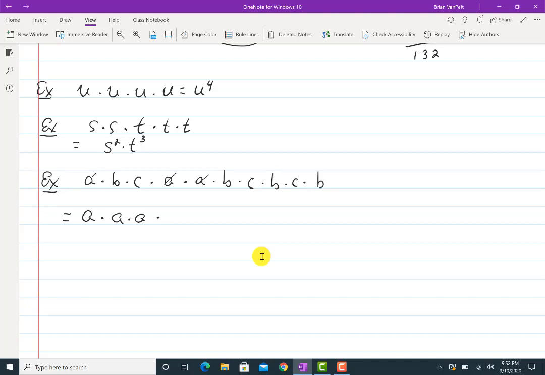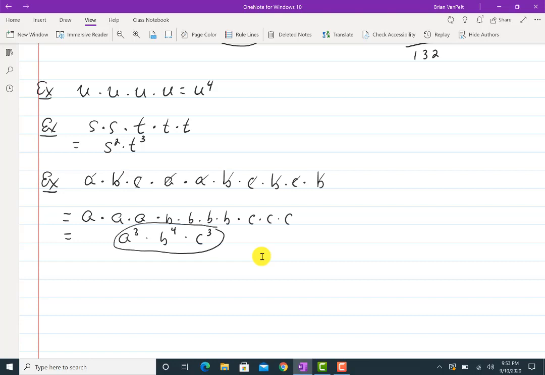So I have 1 B, 2 B's, 3 B's, 4 B's. So I have 1, 2, 3, 4. And then I have 1 C, 2 C's, and 3 C's. Now I was allowed to do that because of commutativity. Now I can go ahead and make each of these in exponential form. So I'm going to have A to the third times B to the fourth, I see 4 B's, times C to the third.